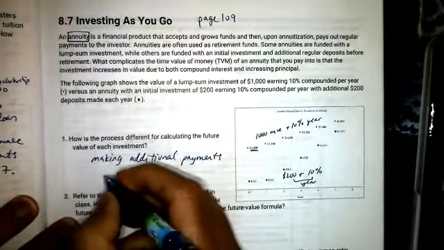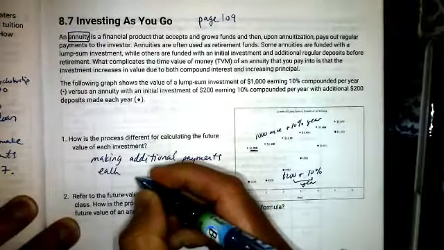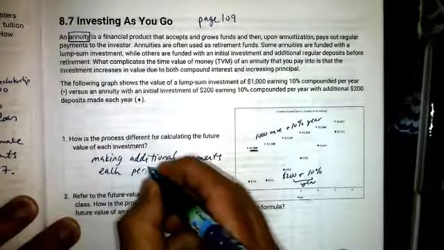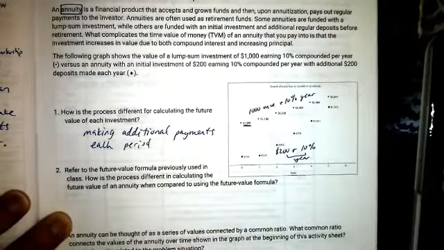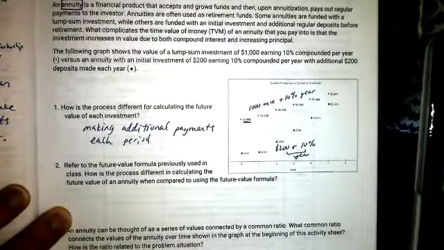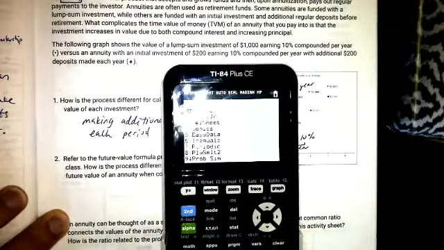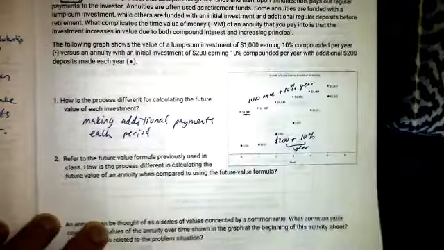Making additional payments each period. So we're not able to use the formula that we have from 8.3 and 8.4, but we are going to be able to use our calculator when we go to our finance app and our TVM solver. And that's where we'll go.